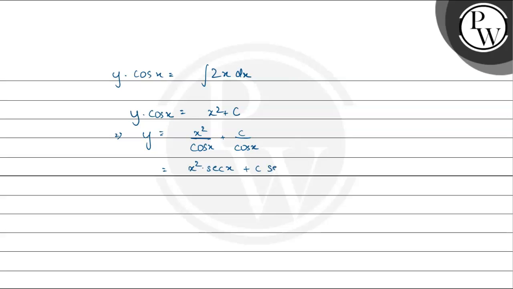It will become y times cos of x is equal to integration of 2x dx. Now integration of 2x dx is x square plus some constant c. This c is the constant of integration, and on the LHS we'll have y times cos of x. Hence we can say that y is equal to x square upon cos of x plus c upon cos of x. On simplification, this is basically x square times sec of x plus c sec of x is y.